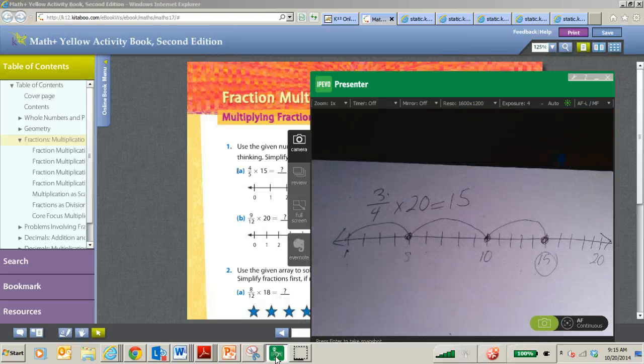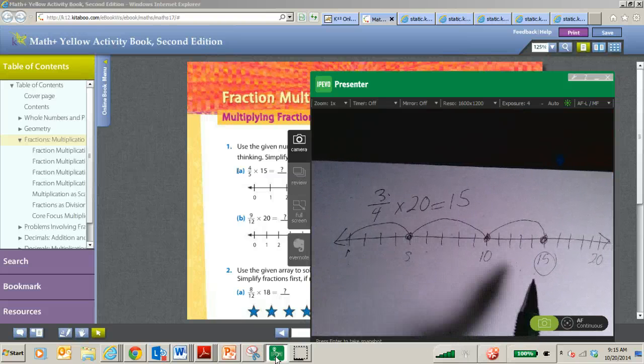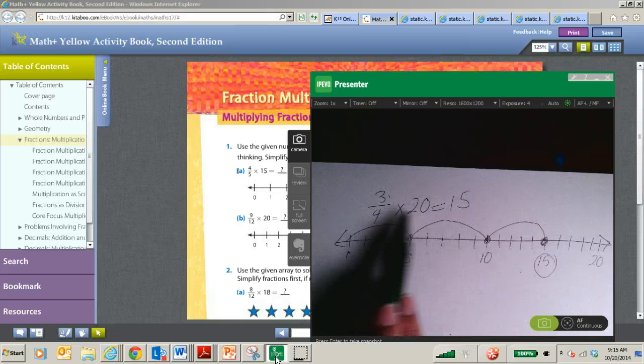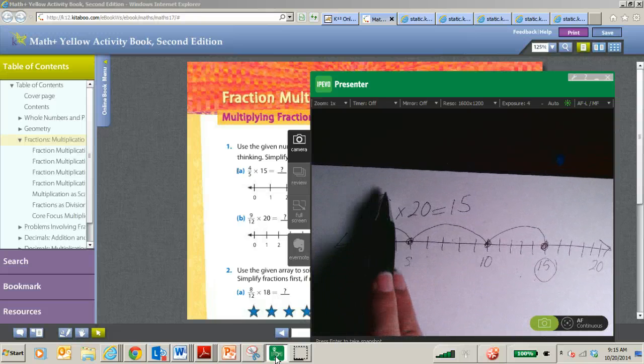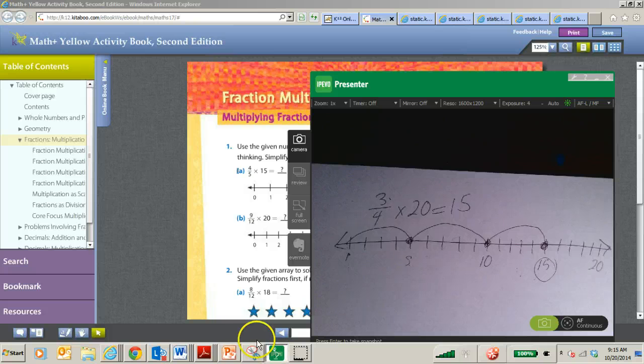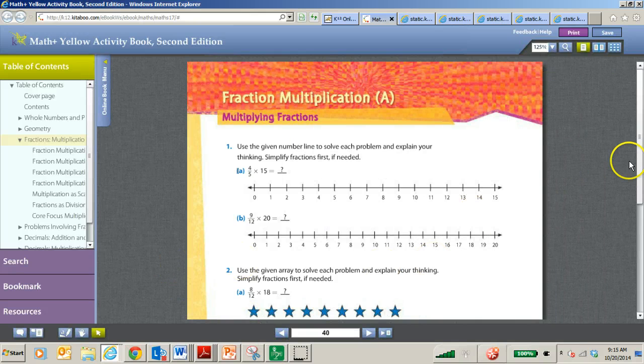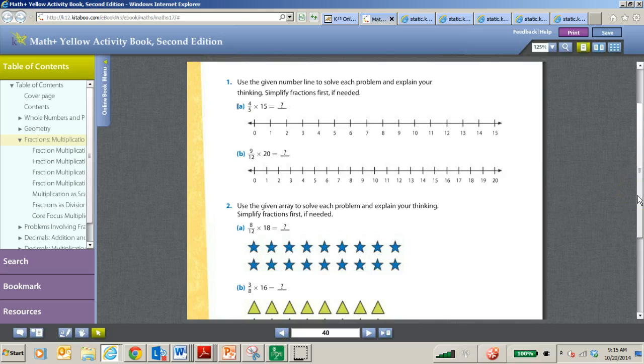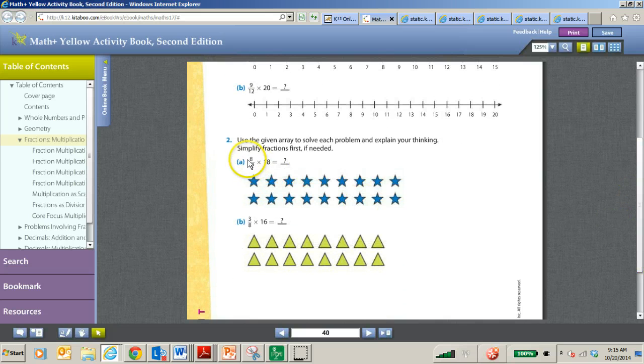So something that seems really complicated really isn't complicated. When we think of the whole, we want it in 4 groups, and we want 3 of those 4 groups. So as you work through Lesson A, you will see a variety of different pictures. Again, 8/12 can be simplified. 3/8 cannot be simplified, but what you can do is I have 16 and they're in 8 groups. So that means there's going to be 2 in each group.